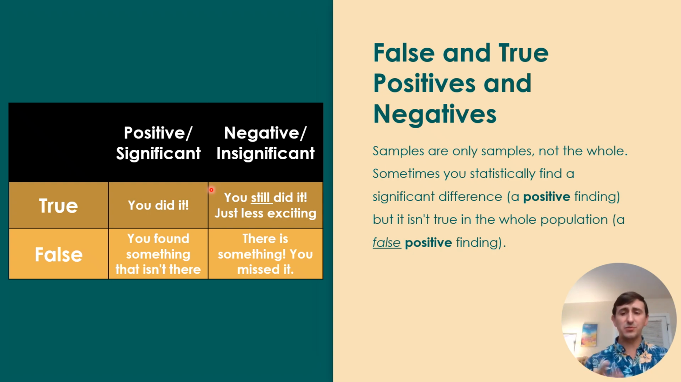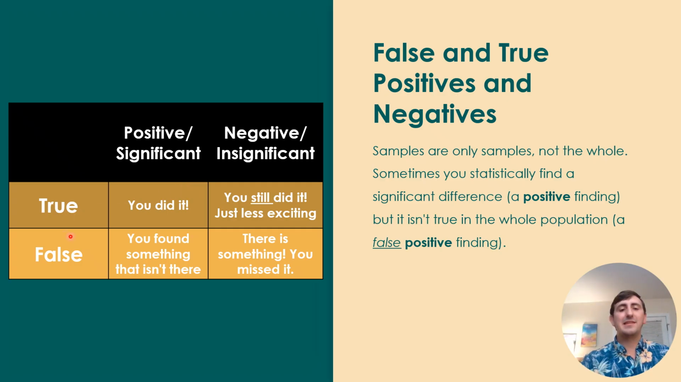But it could be true in the sense that, no, there is no difference, and that's true in reality, that in reality there is no difference between the variables you were looking at. And to those, I say this: you still did it. It's not as exciting, but it's still good science. It is still good science to find a negative finding as long as you're representing your population well, right?